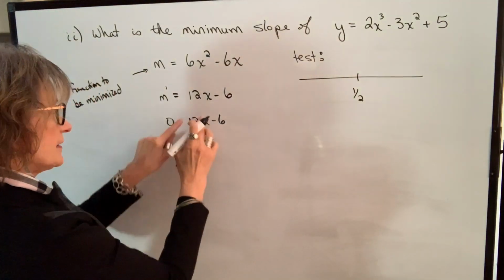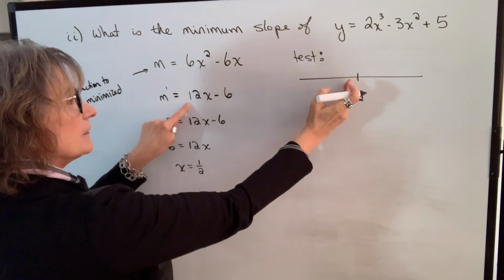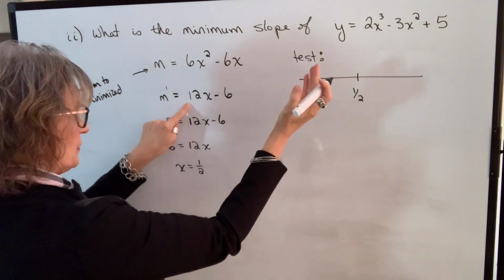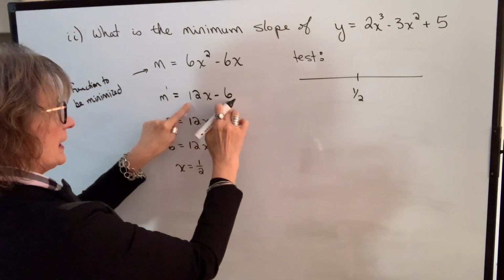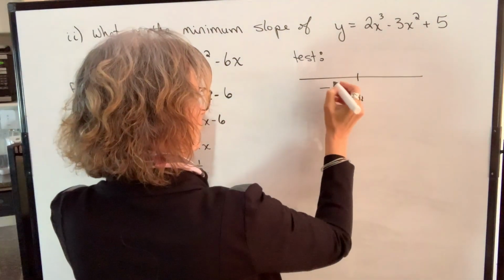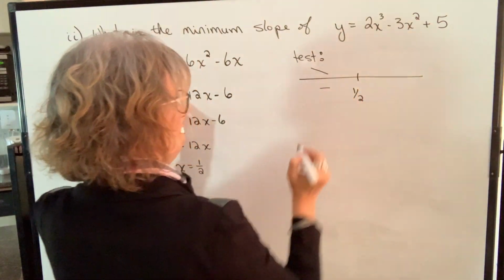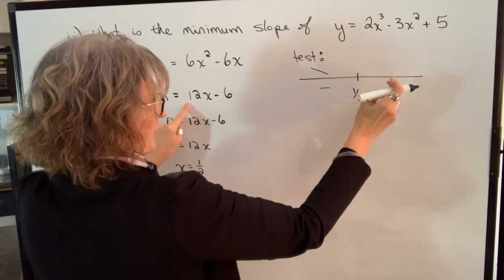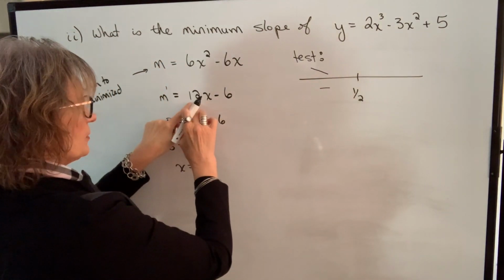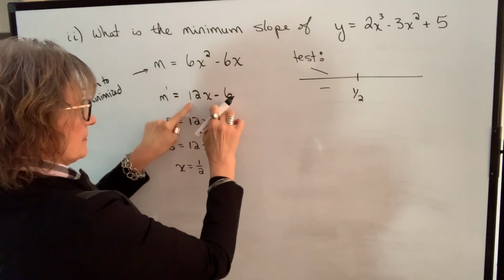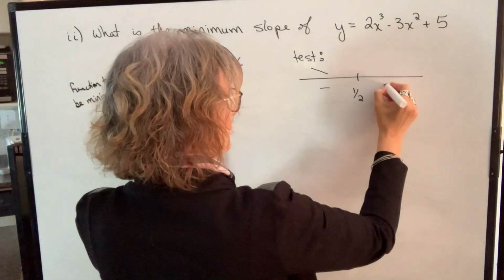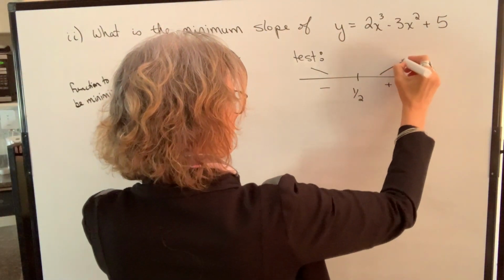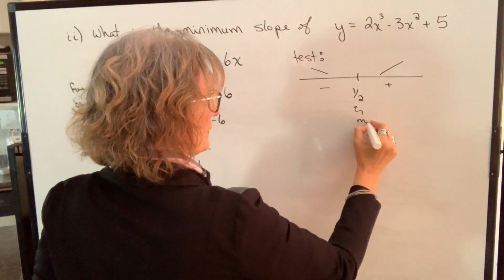So I'm going to test the derivative with a number in this interval, which could be 0. When I put a 0 in, I get a negative. So the function is decreasing. And then to test in this interval, I can pick the number 1, put that into my derivative, and that gives me positive 6. So the function is increasing. So therefore, this is a minimum point.